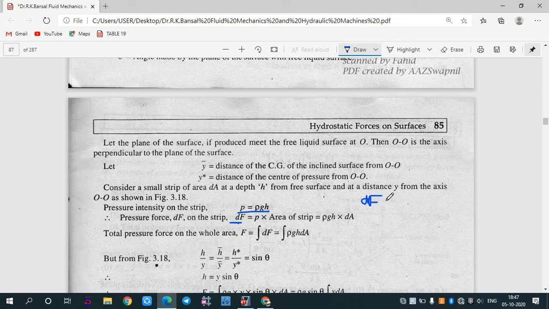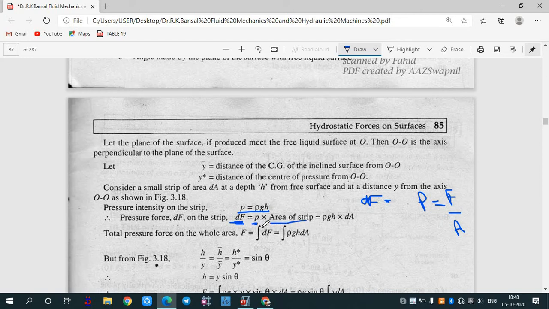Okay, df will be what? df is nothing but pressure into the area of the strip. How is this coming? Because we know that pressure equals force upon area. So in order to calculate the force, we need to multiply it with the pressure. In the case of a strip, we are considering df, so that will be P into the area of the strip.